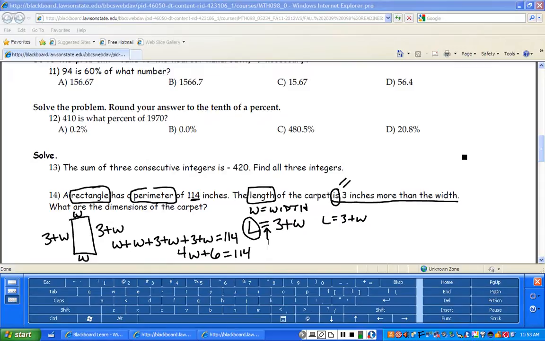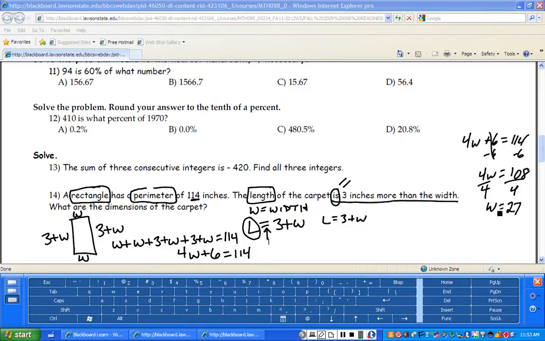Come over here where we got some room. Subtract 6 from both sides. 4W plus 6 equals 114, minus 6 on both sides. Cancels. 4W equals, what is that? 114 minus 6 is 108. Okay. So now divide both sides by 4, and you have W equals 108 divided by 4 equals 27. So your width is 27.